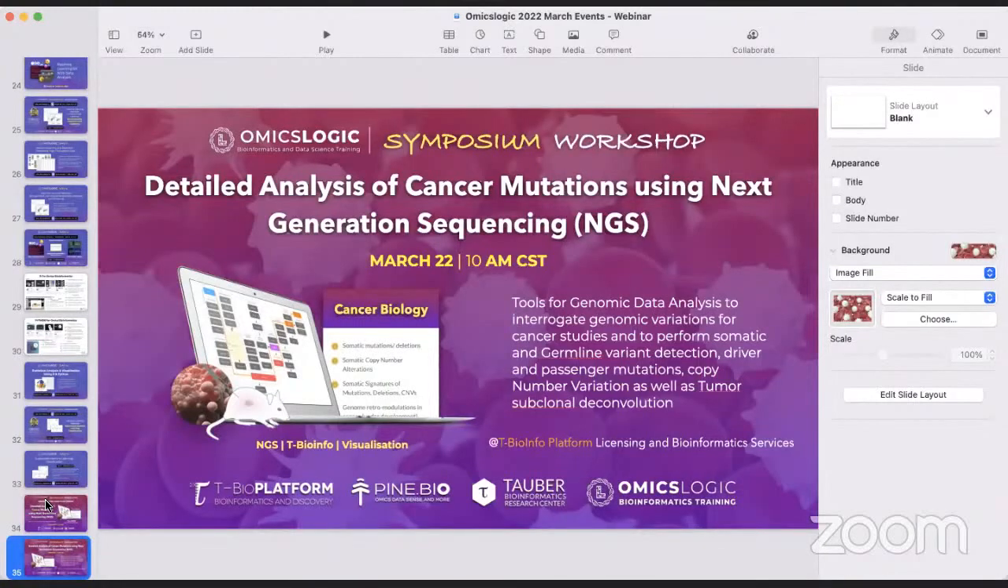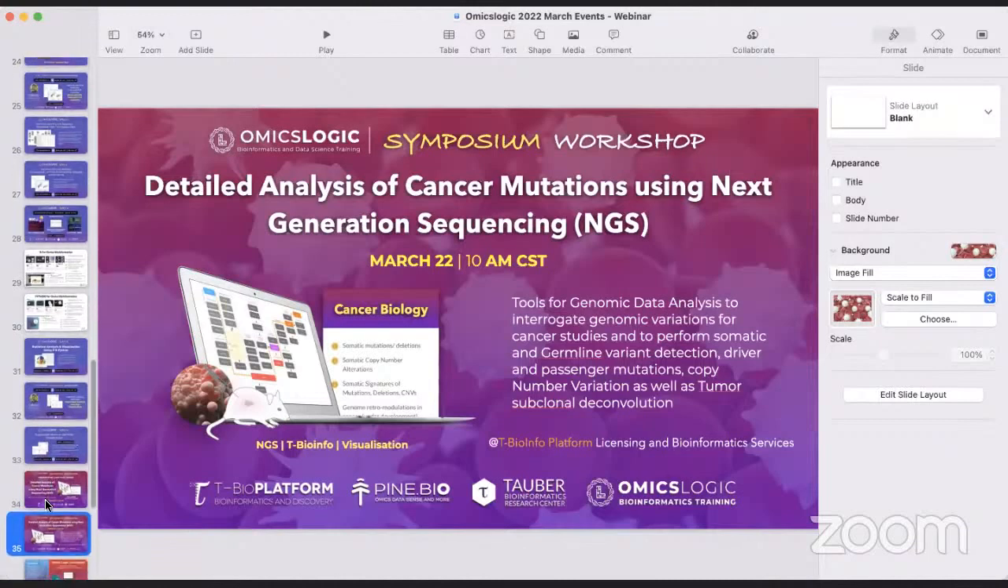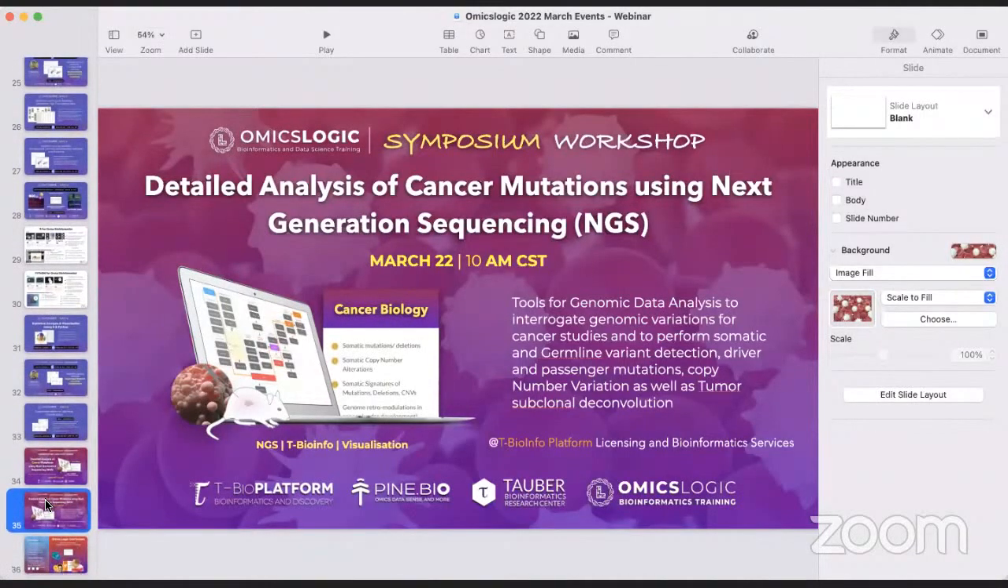So this is something that is integrated in the TBioInfo platform, where I think many who are working on oncology, who are working on cancer genomics, or are interested in working in different types of cancer studies, because a lot of data is available on public repositories, which is widely used by many scientists.